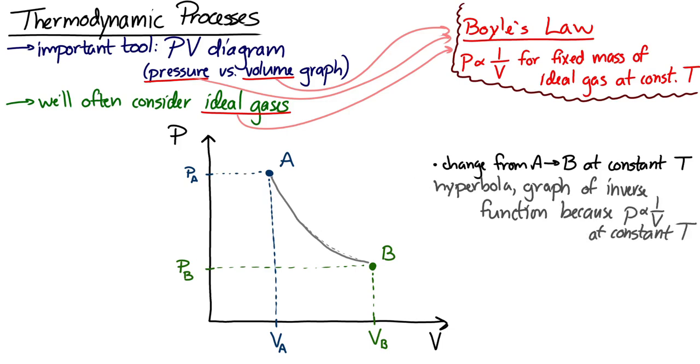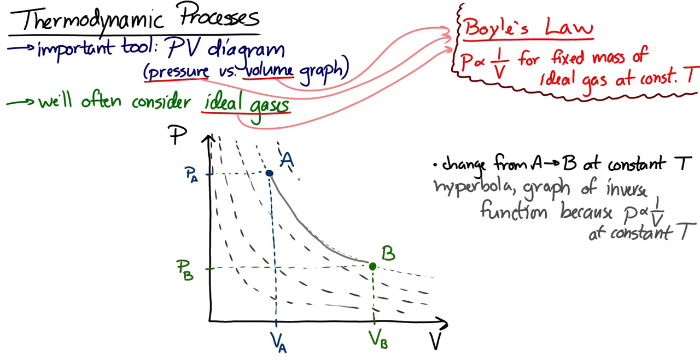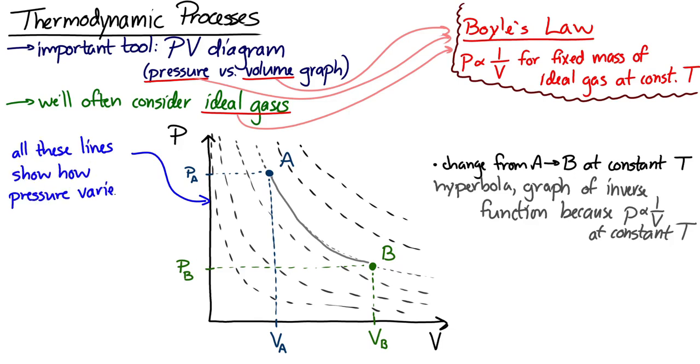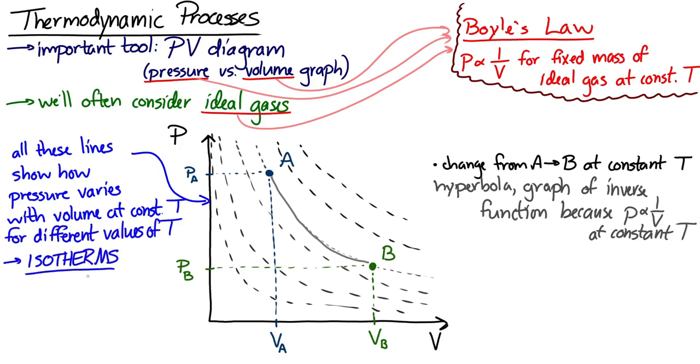Now, I can draw lots of different hyperbolas, lots of different lines of inverse functions. And all of these lines show us how the pressure would vary with the volume at different values of a constant temperature. These lines are called isotherms, or sometimes isothermals. Iso means same, therm means temperature. Isotherms representing lower temperatures would be over here, and isotherms representing higher temperatures would be over here. These isotherms are going to be very useful in the future.